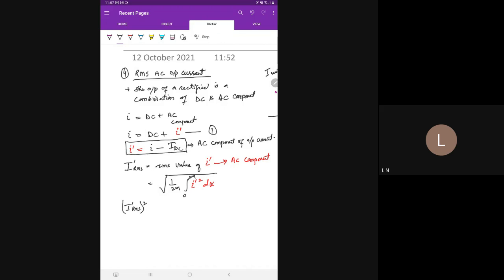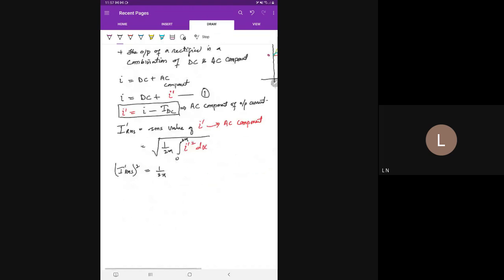If we take the square of I dash RMS, we can say that I dash RMS whole square is equal to 1 by 2 pi integral of 0 to 2 pi, then instead of I dash square, because I dash is equal to I minus I dc, we can write I minus I dc whole square d alpha. So we are using equation 1: from equation 1 we are substituting the value of I dash. Now we can expand I minus I dc whole square.